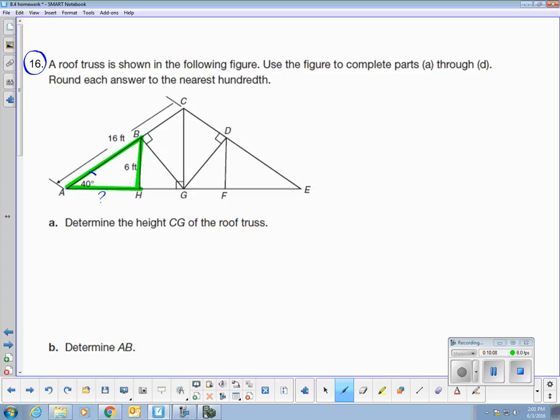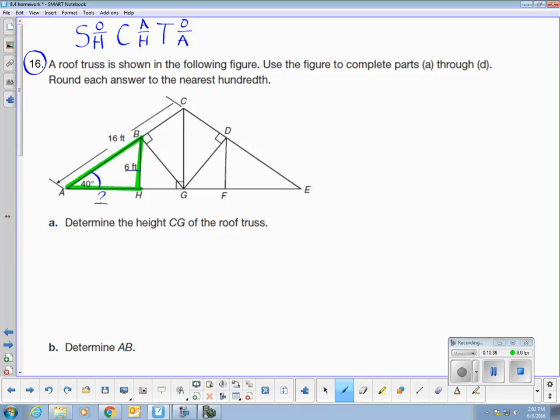I have my reference angle, which is 40 degrees, and I have this side over here, which is the opposite side, and I'm trying to find the adjacent side. So I'm just going to go back, and I'm going to remember, this is how I remember which trig function goes with what. I write down SOHCAHTOA.